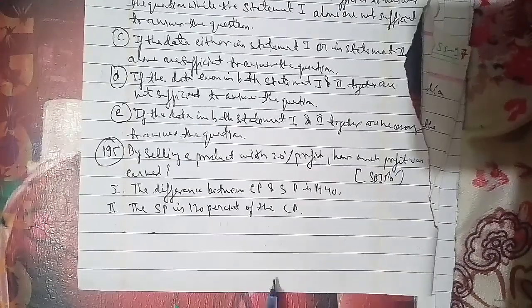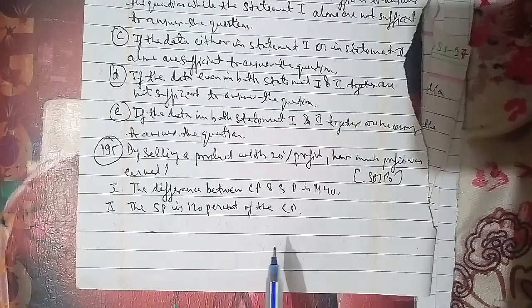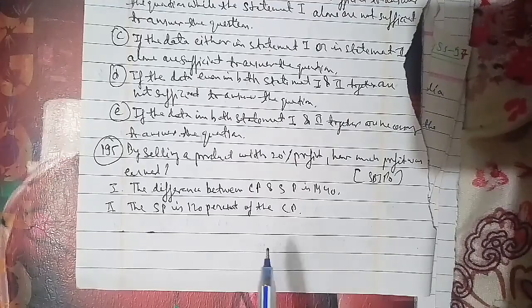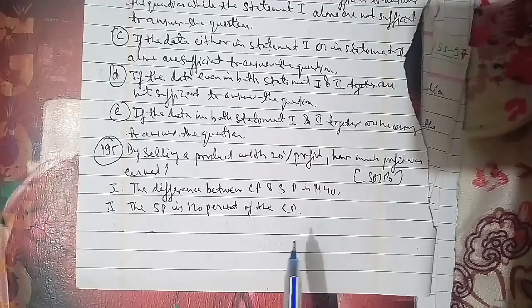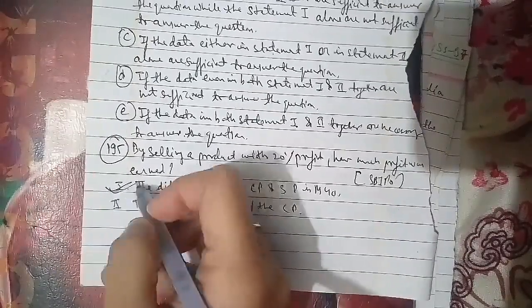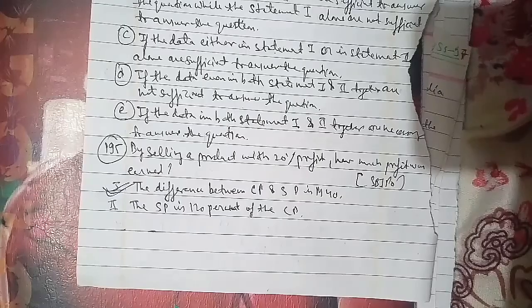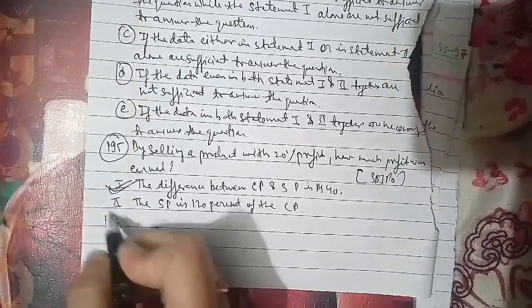So the gain is equal to 20% here and the profit is equal to SP minus CP, which is equal to 40. Thus the first gives the answer but the second does not give the answer. So the first statement will be the right one. We'll talk about another one, which is the last question of the session, the 196th question of the session.